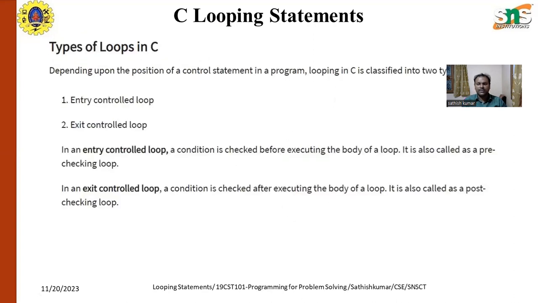Next are the types of loops in C. We have the entry control loop and the exit control loop. The entry control loop is one where the condition is checked before executing the body of the loop. It is also called a pre-checking loop. In an exit control loop, the condition is checked after executing the body of the loop. It is also called a post-condition checking loop.